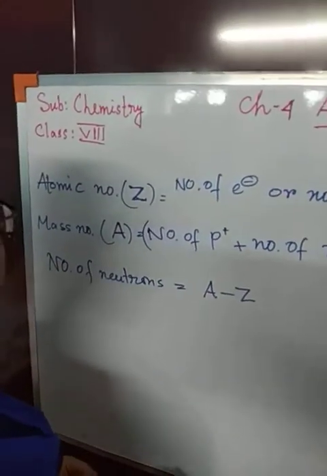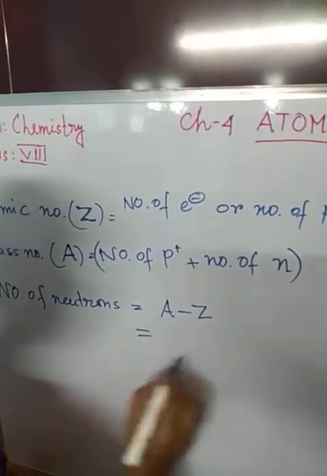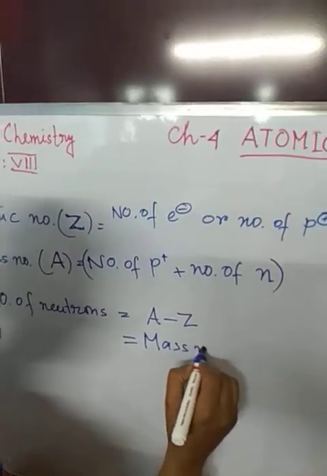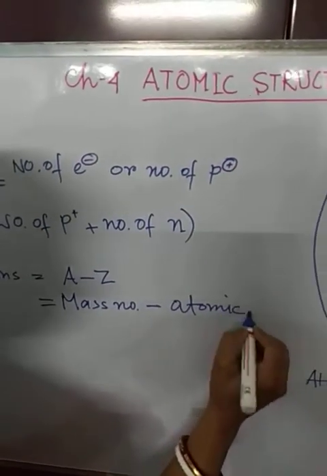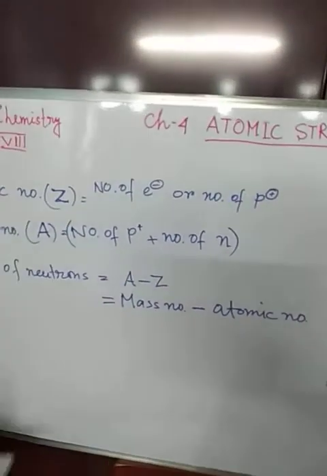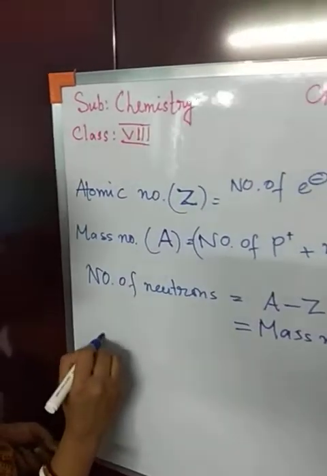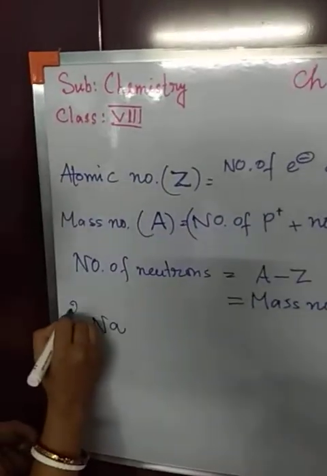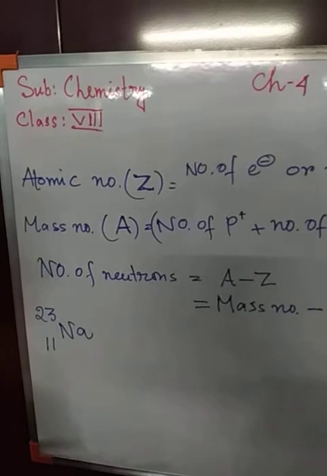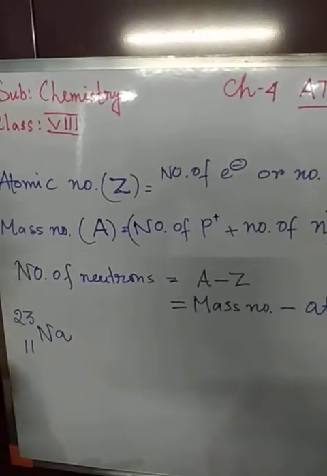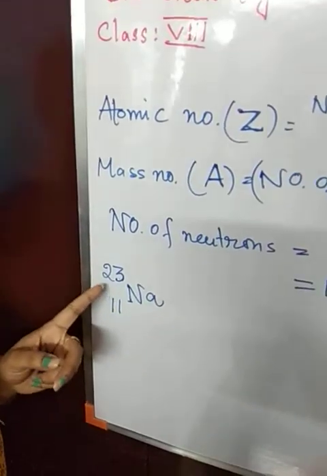Z is the atomic number, which is the number of protons. So the number of neutrons is mass number minus atomic number. Now if we take an example, suppose for sodium, the mass number is 23 and atomic number is 11. Atomic number 1 to 20 you have to memorize, you have to learn. Sodium's atomic number is 11 and mass number is 23.